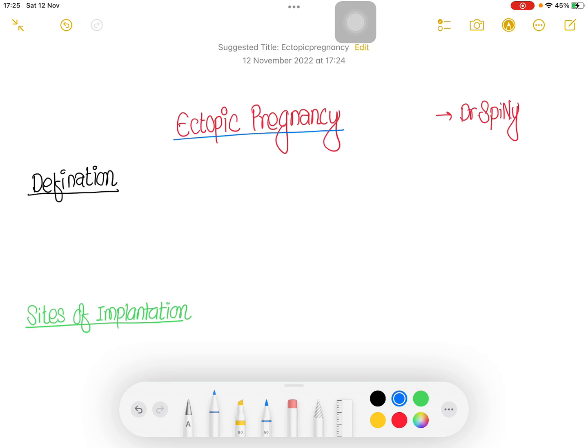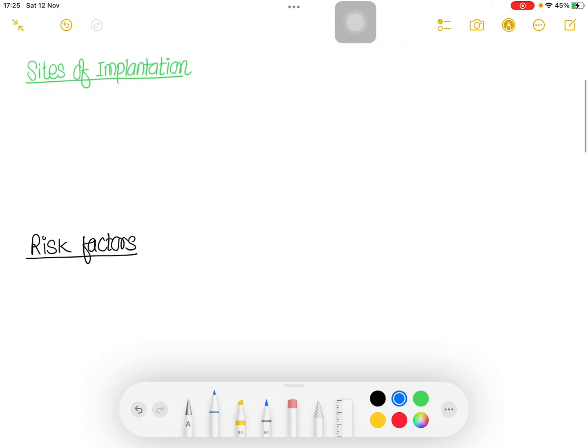So at first, the definition: ectopic pregnancy is defined as the fertilized ovum being implanted or developed outside the normal endometrial cavity. So it is defined as ectopic pregnancy.